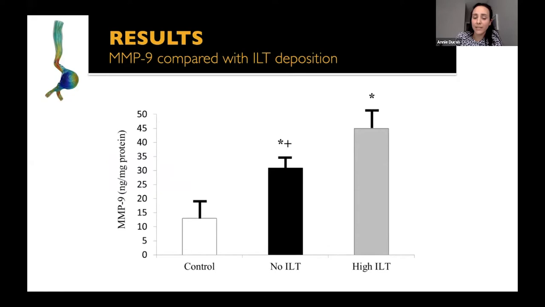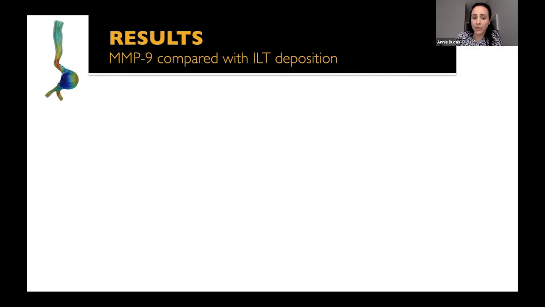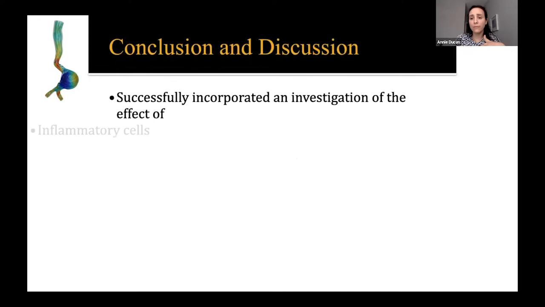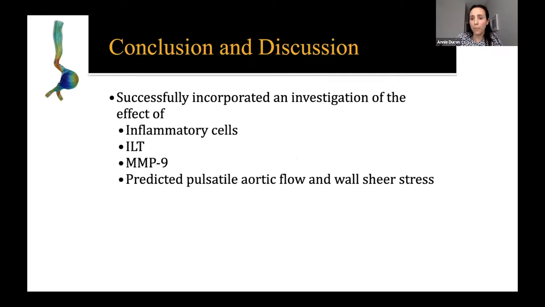When we look specifically at all the patients that had eccentric thrombus, there was quite a bit more MMP9 in the locations of high thrombus. This was statistically significant. This was the first study to incorporate thrombus, inflammation, proteolytic enzymes, as well as wall stress and velocity within aortic aneurysms.